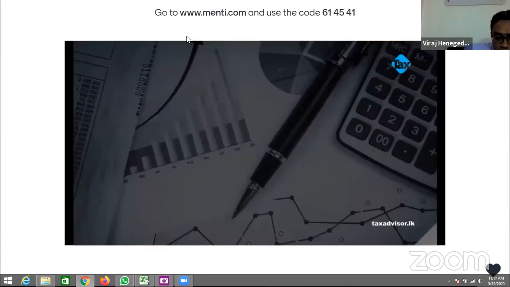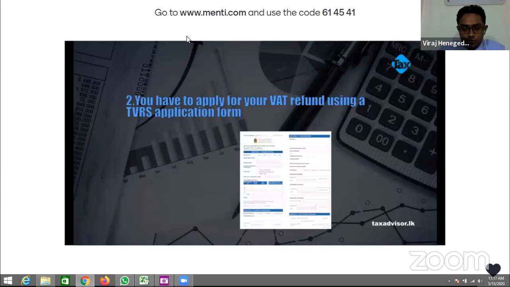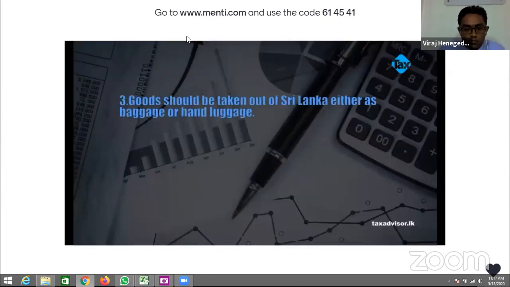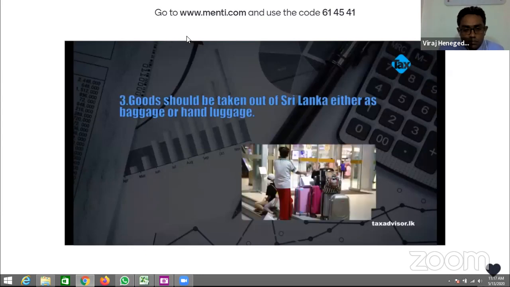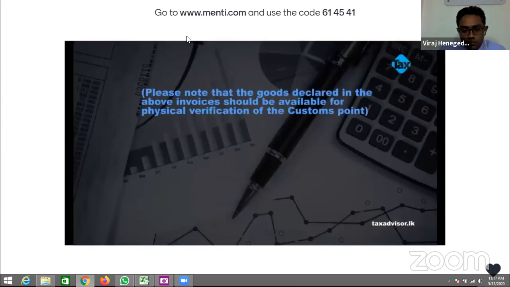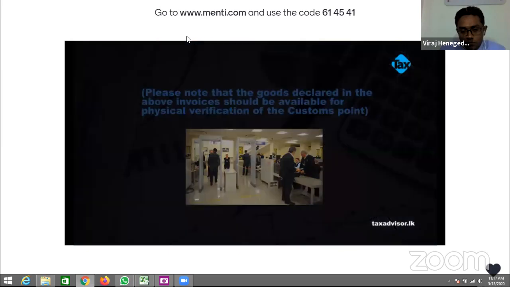Number two, you have to apply for your VAT refund using a TVRS application form. Number three, goods should be taken out of Sri Lanka either as baggage or hand luggage. Please note that the goods declared in the above invoices should be available for physical verification at the customs point.